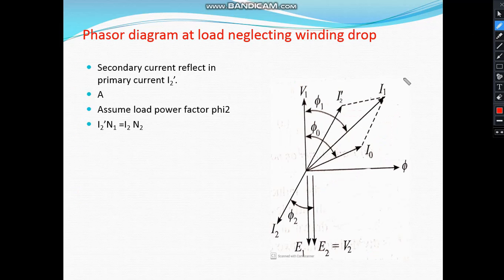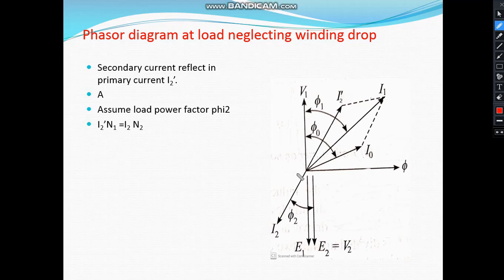Now we discuss the phasor diagram at load. There is very little change in this. If load current is there, then we follow the same procedure. First we draw the flux phi, then the same Im, and IC, and the resultant I naught, along with E1, E2 and V1. Up to here the procedure is the same.